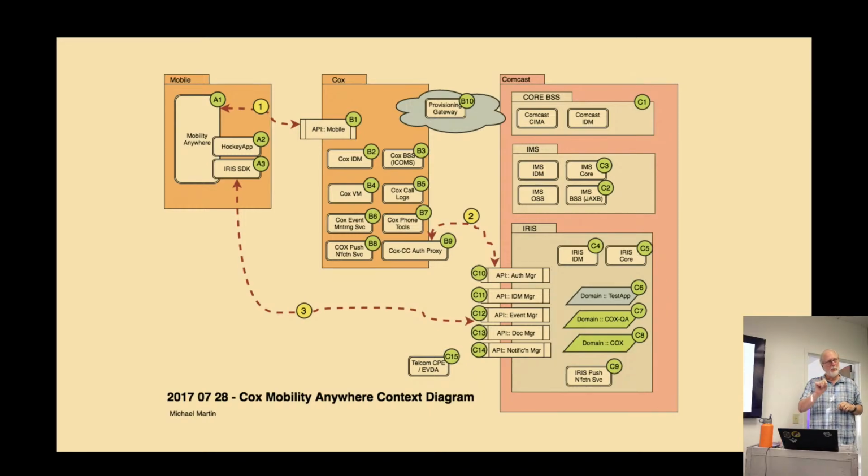Now, here's the problem. Cox is the one who owns the customer relationship. They understand the contract, they understand what's being provisioned, etc. Comcast was the back-end supplier for the functionality of this. Comcast has their authentication and identification processes in there. So, for example, if I log in with a Cox ID, how do I know that Comcast allows me to have connectivity to that voice over IP application?